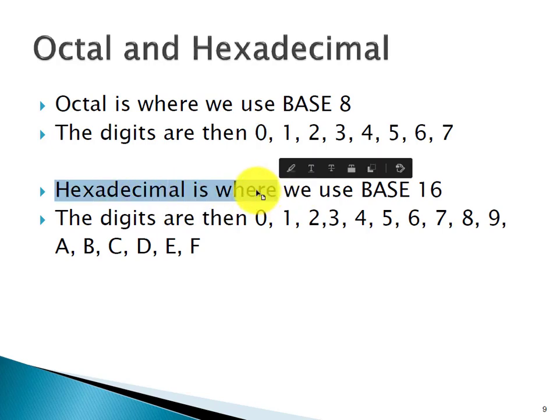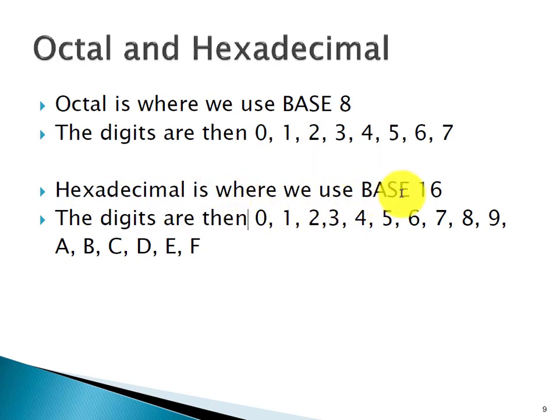This is now base 16. Hexadecimal is fancy for base 16. And the digits in hexadecimal, remember, if base 8 has 8 symbols and base 10 has 10 symbols, then how many symbols are we going to have in hexadecimal? Well, hexadecimal is base 16, so we're going to need 16 symbols.